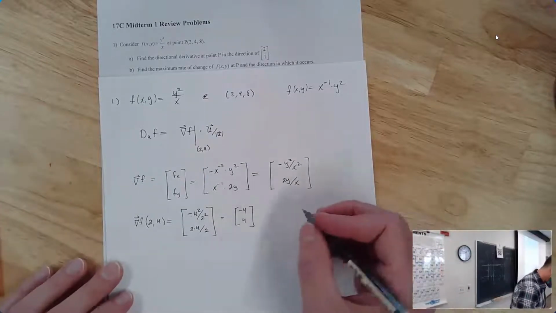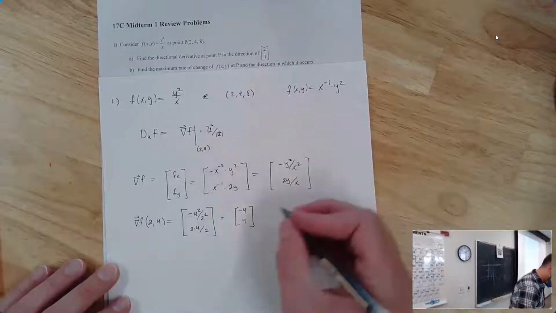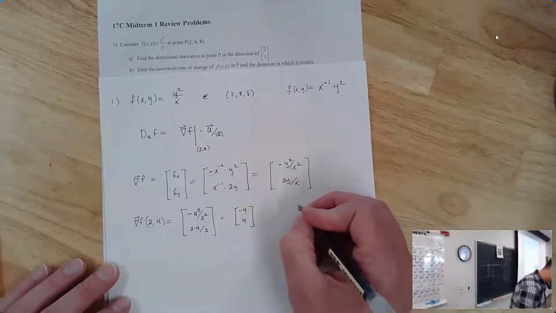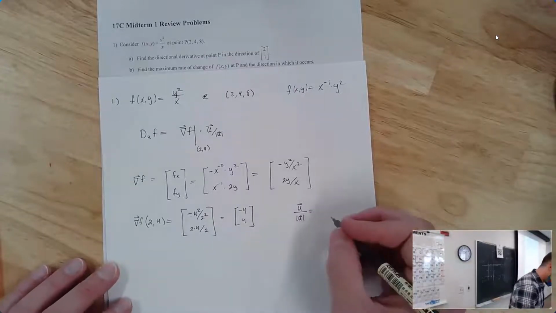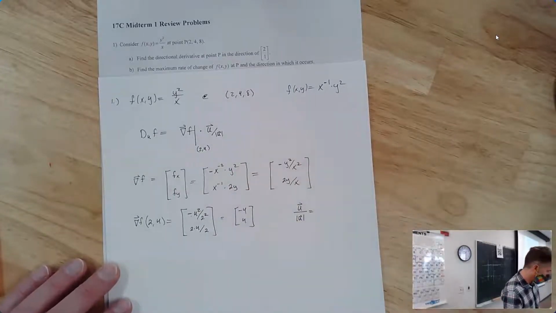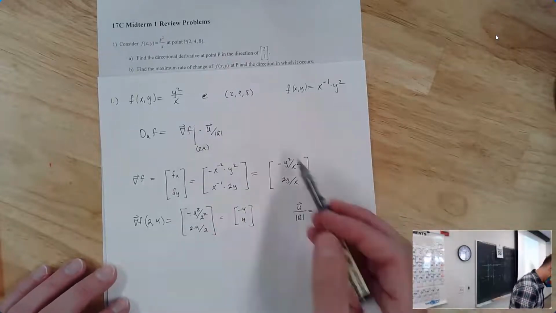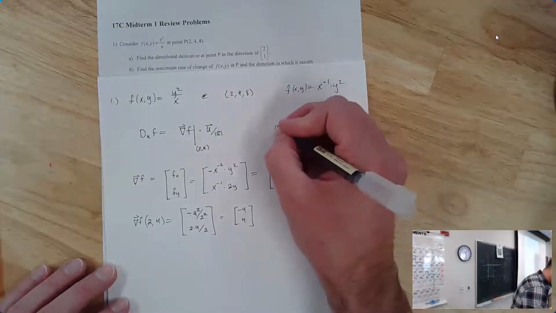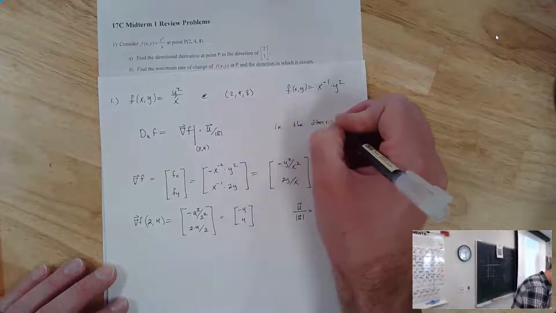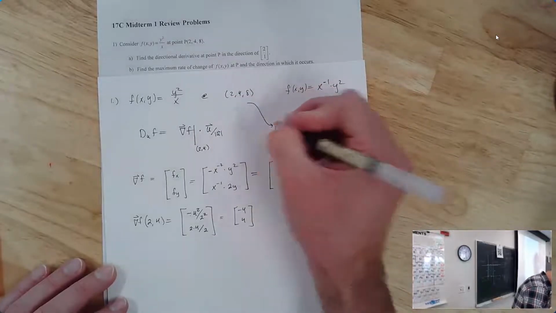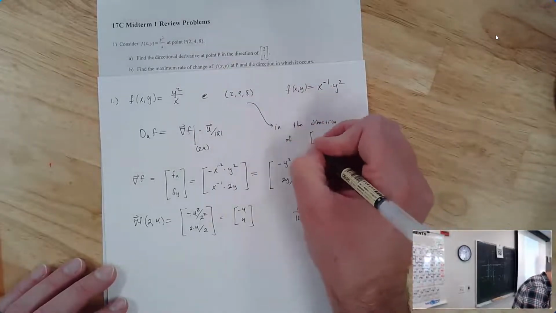And then we should also find our u divided by its own magnitude. So u is the vector. Oh, did I write down what u was? I did not. I thought I did. I said it. We were doing the directional derivative at this point in the direction of (2, 1).